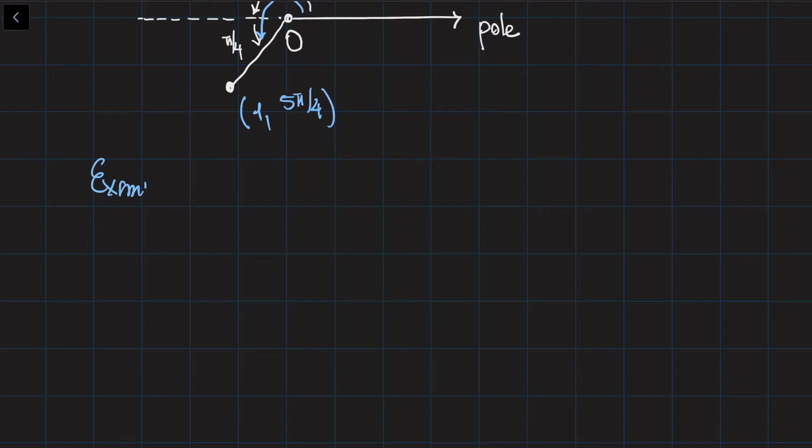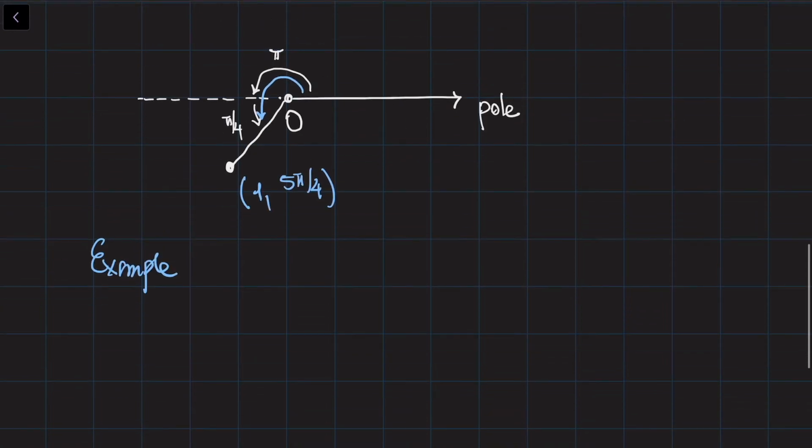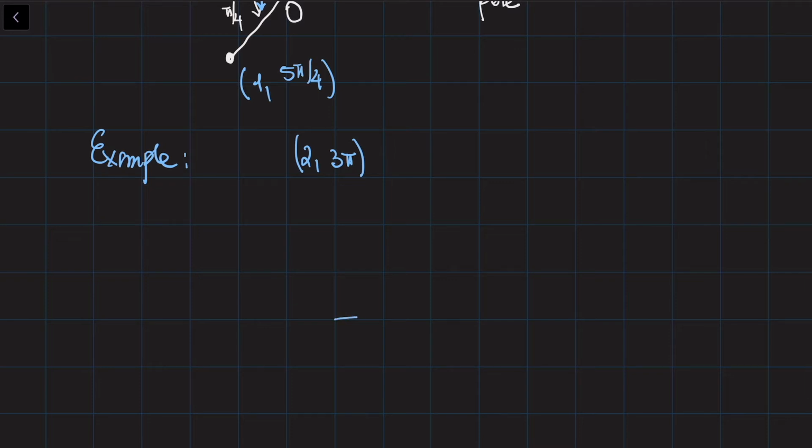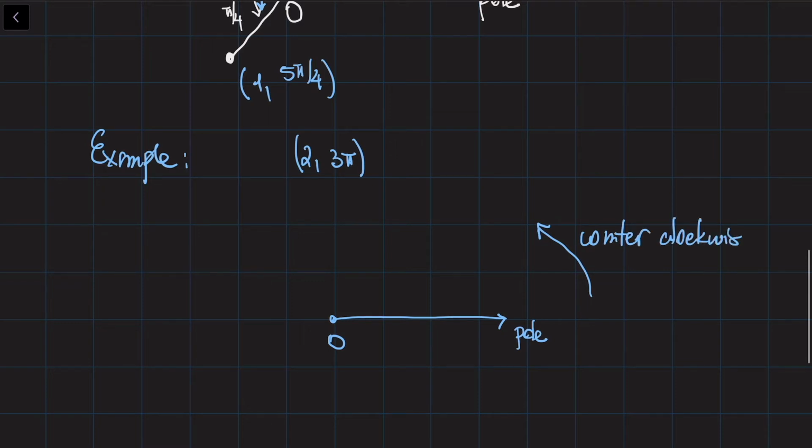So now let's say we are given another point with the coordinates 2 and 3 pi. Again, in order to sketch this point, I'm going to draw the pole and the origin, and we have to rotate this pole in the counterclockwise direction for positive angles. So one full revolution of the pole around the origin is going to be equal to 2 pi.